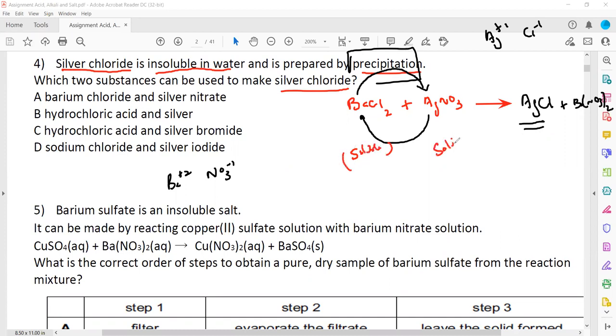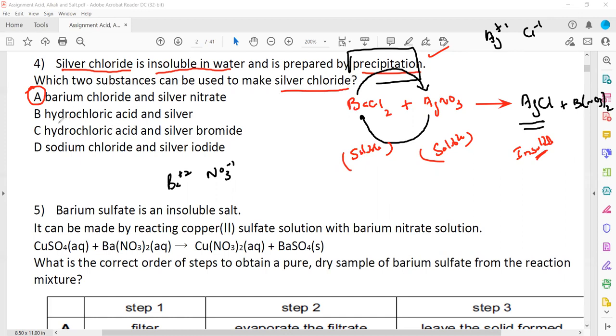All nitrates are soluble, so they can make a salt solution. So when we mix two salt solutions, and most chlorides are soluble except silver, mercury, and lead, so silver chloride will be insoluble. So when we mix two soluble solutions to form an insoluble salt, we call that precipitation. That's why for this one, A is the right answer. We don't have to bother about the other options, because the idea is that we should mix two solutions to form a solid, which we call precipitation.